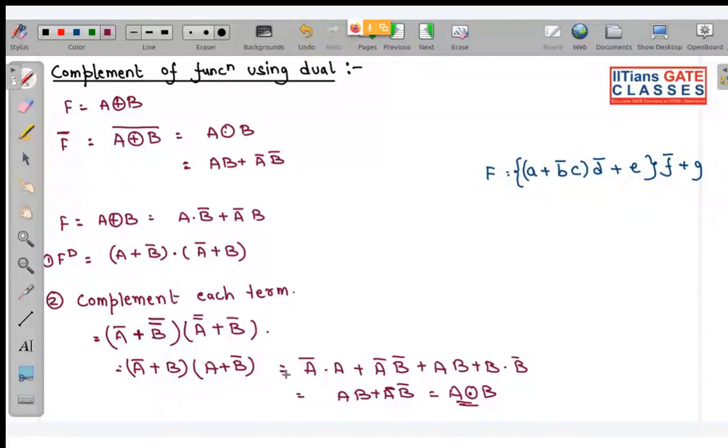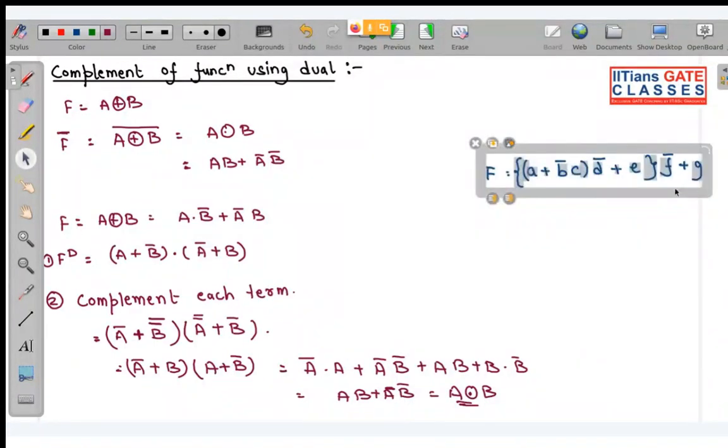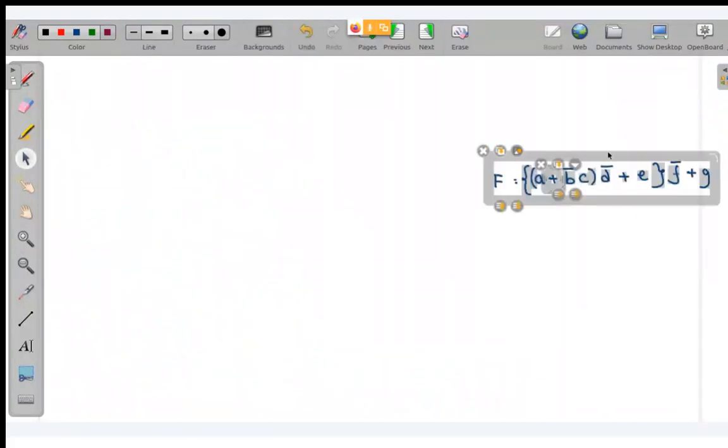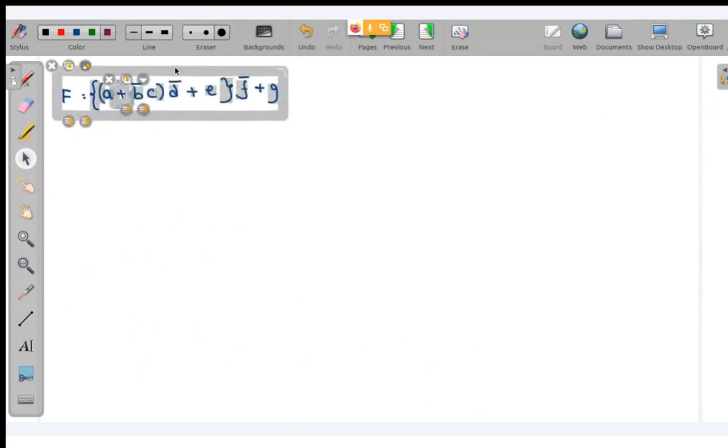Okay, did we understand this? Tell me. Any doubts? If you have no doubts, I want you to calculate the complement of this function. So this is kind of a little bit tricky, so find it very quickly. I'm giving you 1 minute to find.